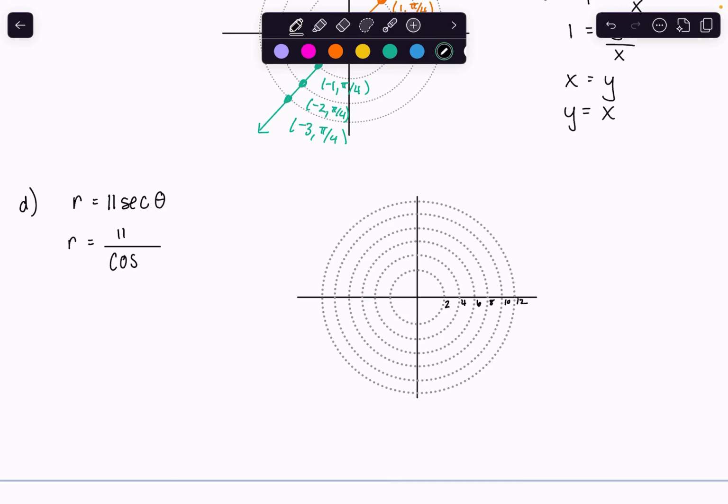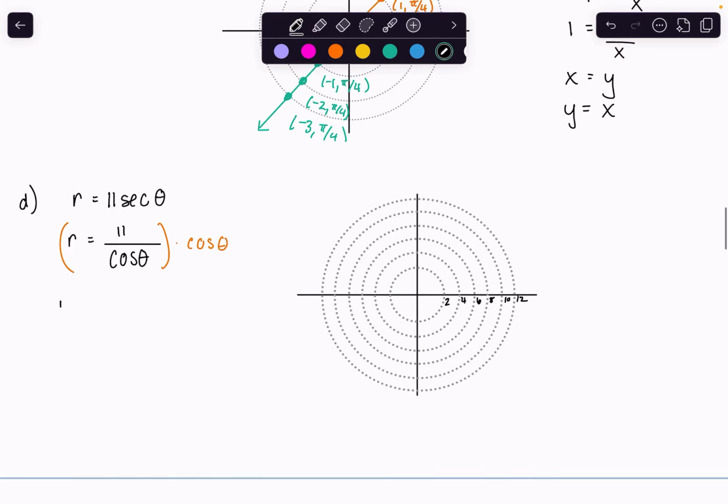I have no idea how to change secant over. Remember, secant is 1 over cosine. So from here, I can go ahead and multiply both sides by cosine of theta. And so that gives me r cosine of theta is 11. Well, r cosine of theta is x. So this is really just a vertical line, x equals 11. So it would go through a point right here. If I plugged in 0 as my theta value, secant of 0 is 1, so your radius is 11. And then you just get a straight vertical line through.